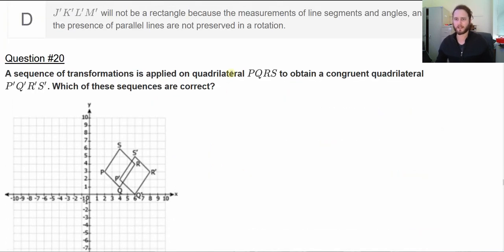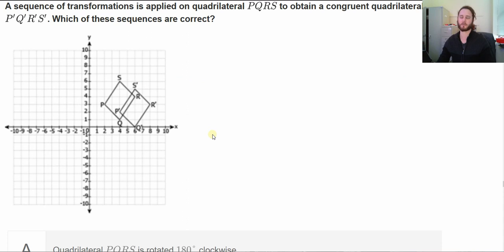Oops. Number 20, it says a sequence of transformations is applied to get a new shape. Which sequence is correct? So look at those two shapes and see if you can tell what sort of transformation would have happened to go from PQSR to the new shape. All right, assuming you're unpausing now, that's going to be a translation of some kind. If I just focus on point Q, for example, it looks like point Q moved maybe 2 or 3 units to the right and then 1 unit down.